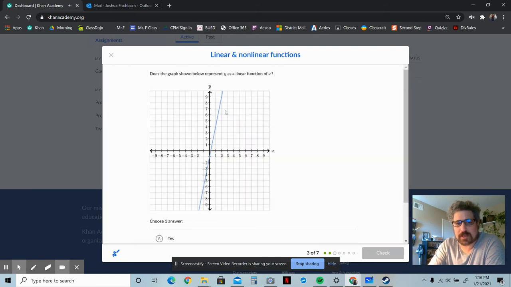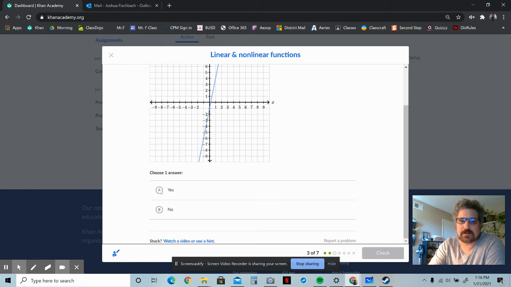Here you have a straight line. As x increases by 1, y is always increasing by the same amount. The steepness stayed the same throughout the entire relationship. So this is one straight line. This is a yes. It's linear.